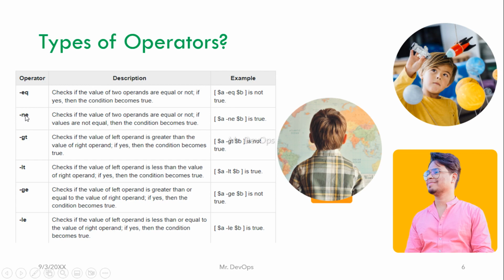ne means not equals to, gt is greater than, ge is greater than or equals to, lt is less than, and le is less than or equals to, correct. So these are the operators we have present. Whatever you should assume, greater than, this is the symbol. Greater than or equals to, this is the symbol.